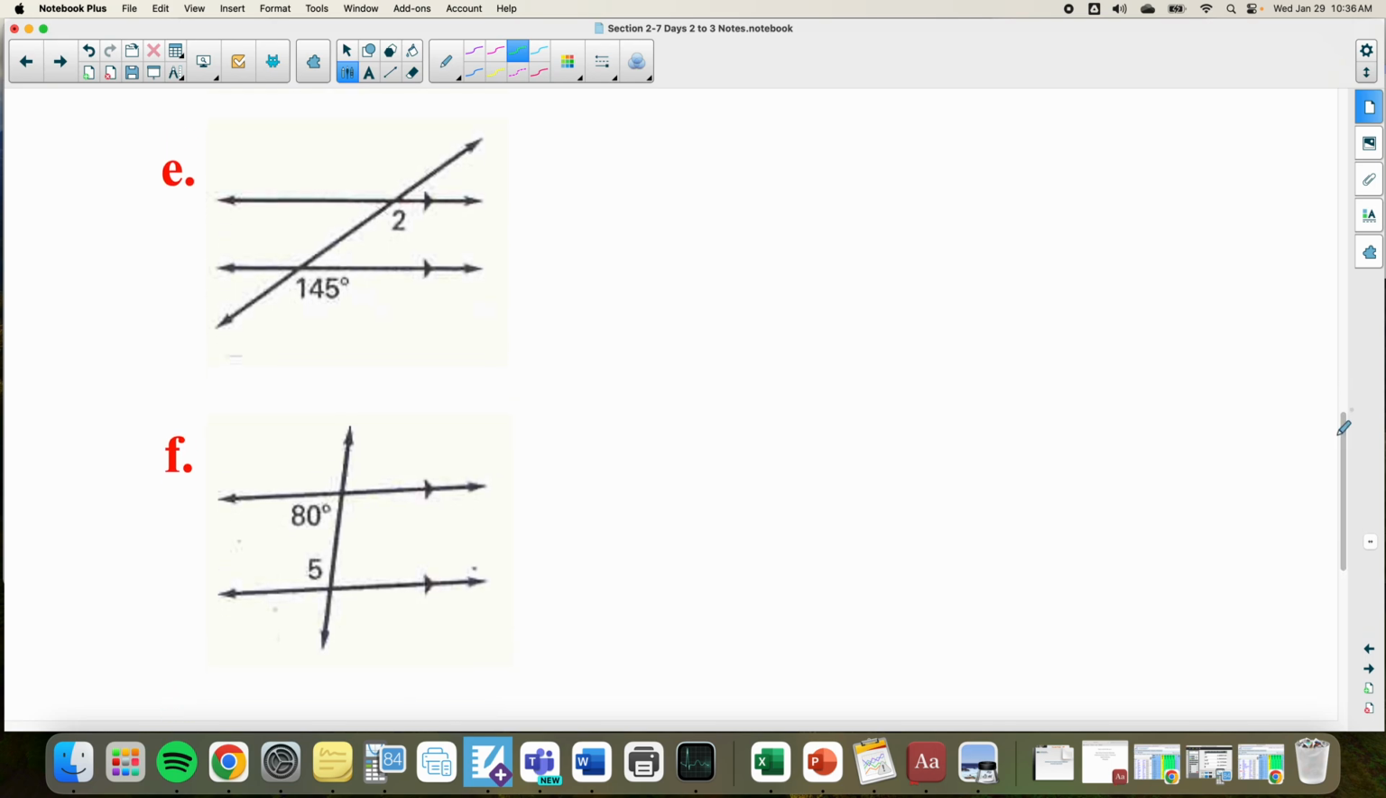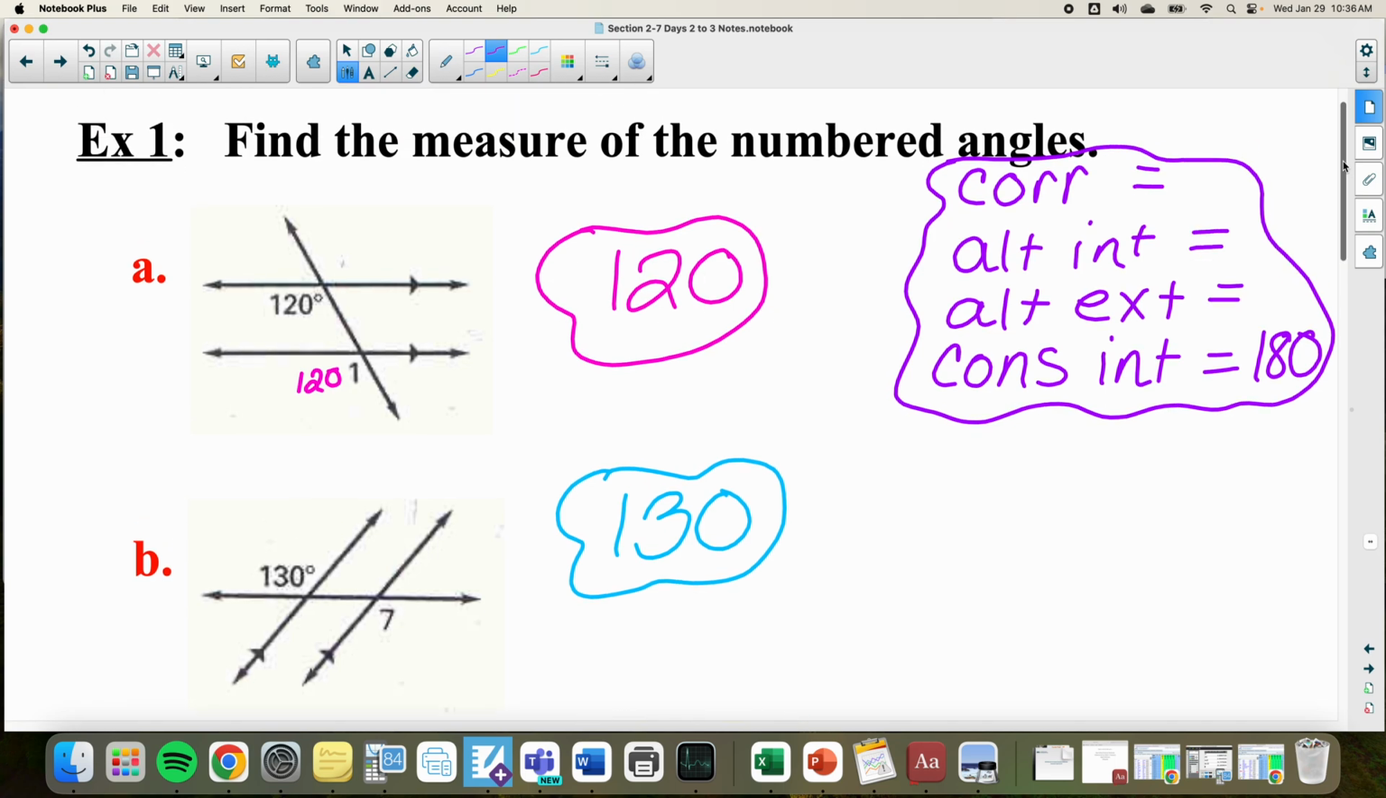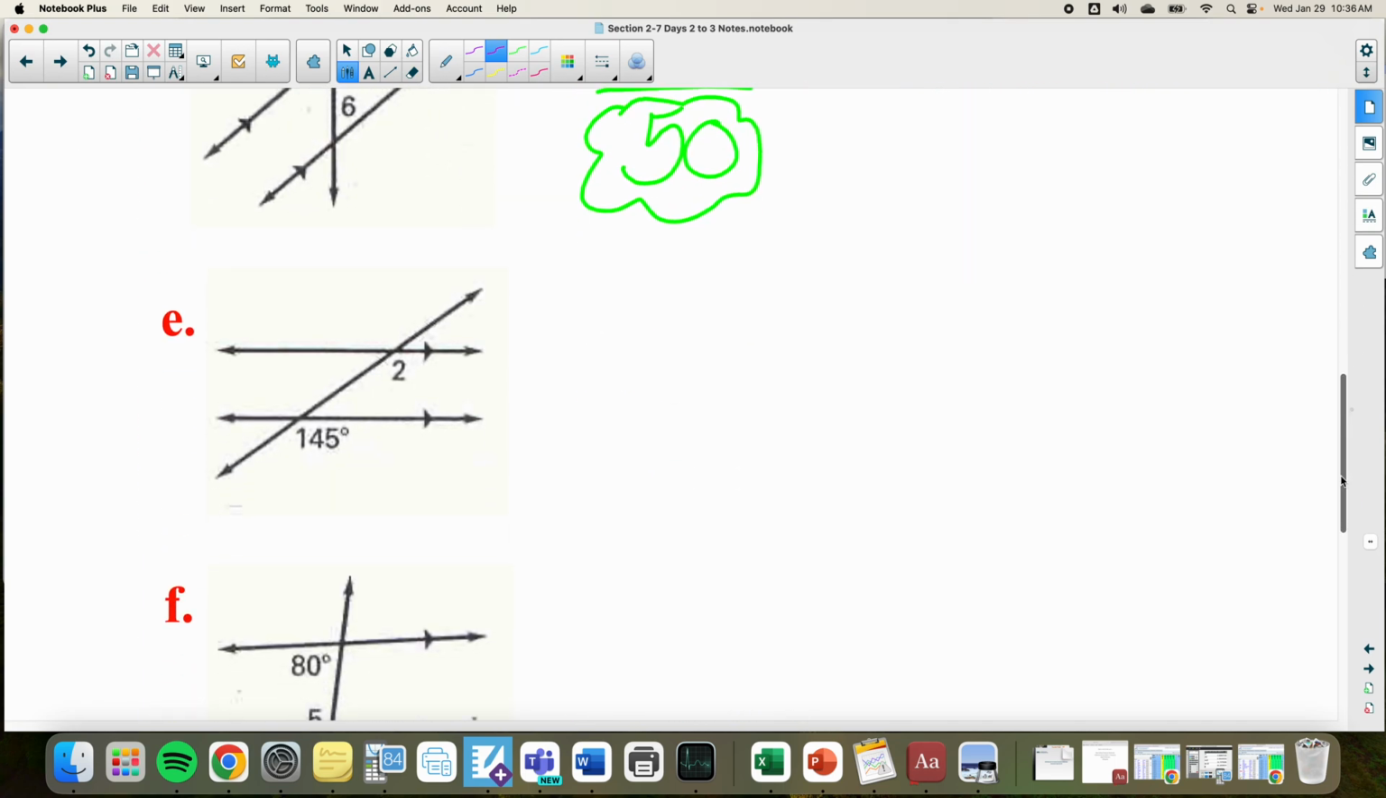Now, can we tell what those two are? Anyone? Corresponding. They're in the same position. And if they're corresponding, we know they're equal. So we just go down here. If this is 145, angle 2 is going to be 145.